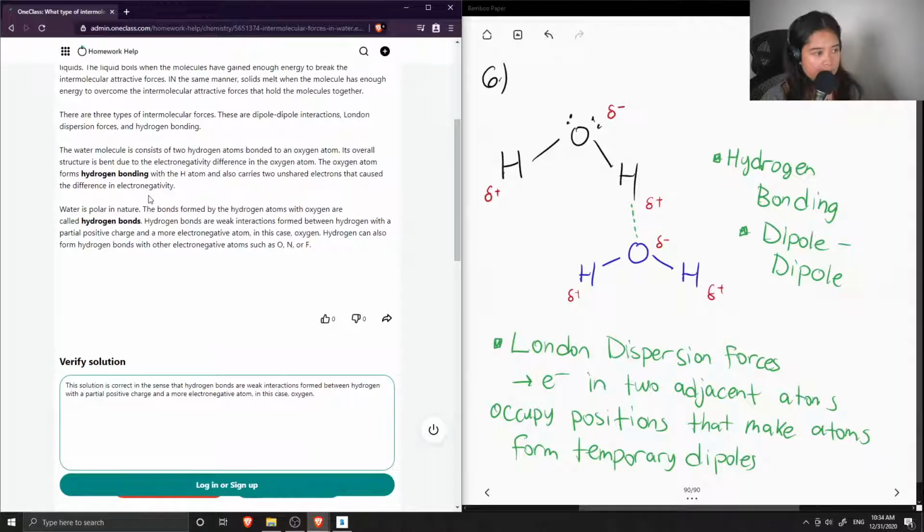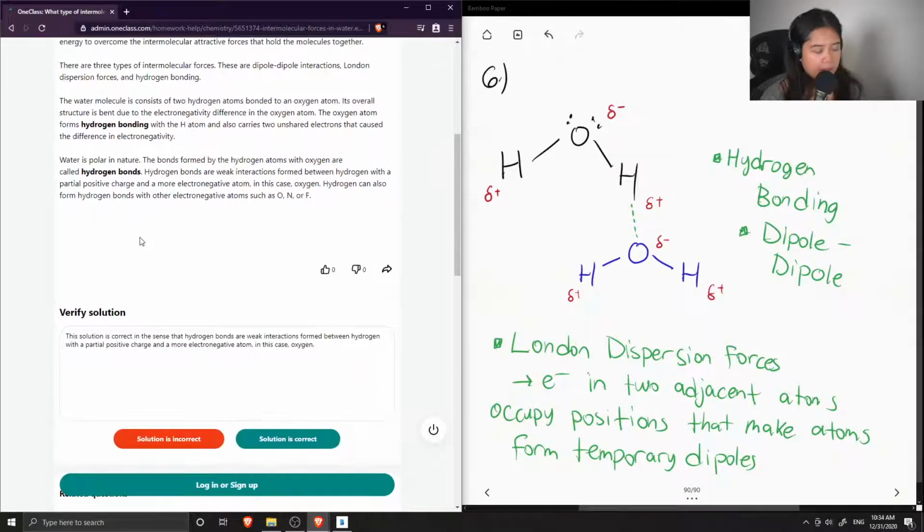So in the case of the junior tutor, when they said that the oxygen atom forms hydrogen bonding, well, I think this part, bonds formed by the hydrogen atoms with oxygen are called hydrogen bonds. I think they might have just misunderstood the scenario. But yep, so hydrogen bonds are the weak interactions formed between hydrogen with a partial positive charge and a more electronegative atom, in this case oxygen.